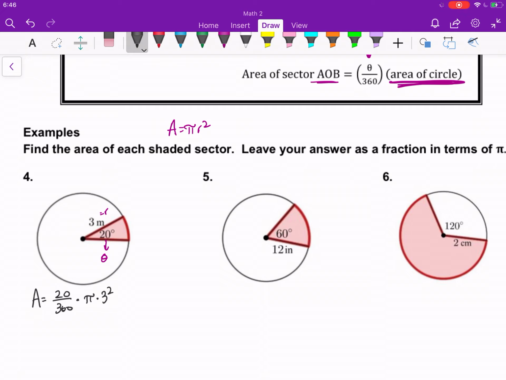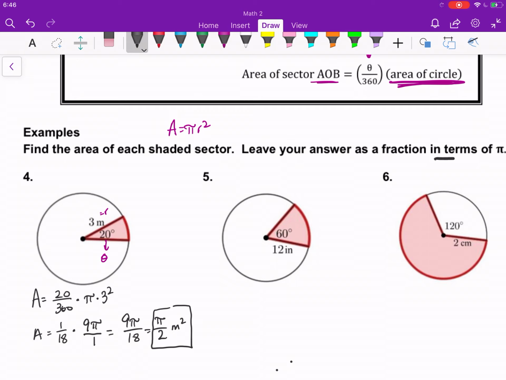You can actually simplify 20 over 360. You can do that little zero trick where you cut them off, and then 2 over 36 is 1/18 times, and then 3 squared is 9, so 9 pi. I can simplify this by putting the 9 over 1, so we get 9 pi over 18, which is pi over 2, 1 over 2. And then remember our units, since it's meters, and since we're talking about area, we're going to put square meters. And there is the answer.